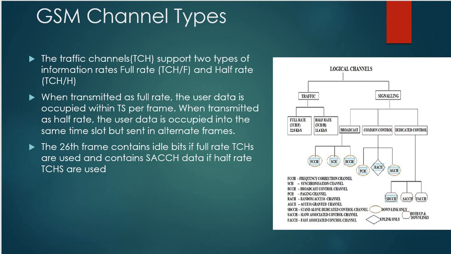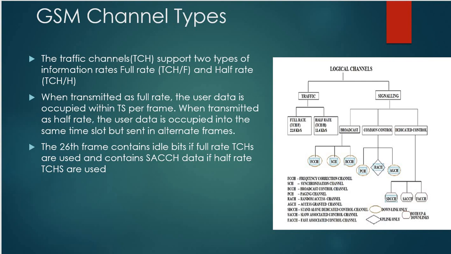The traffic channels support two types of information rates: full rate and half rate. When transmitted at full rate, the user's data occupies the TS per frame. When transmitted as half rate, the user data occupies the same time slot but is sent in alternate frames.